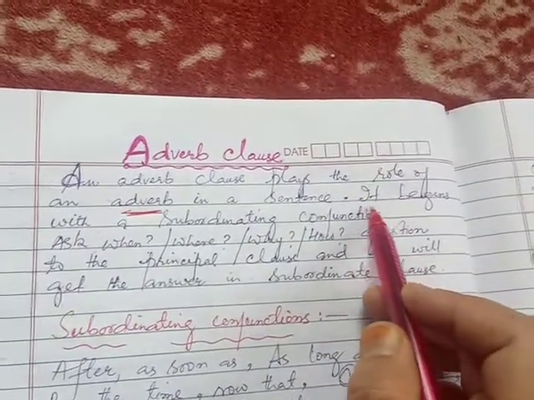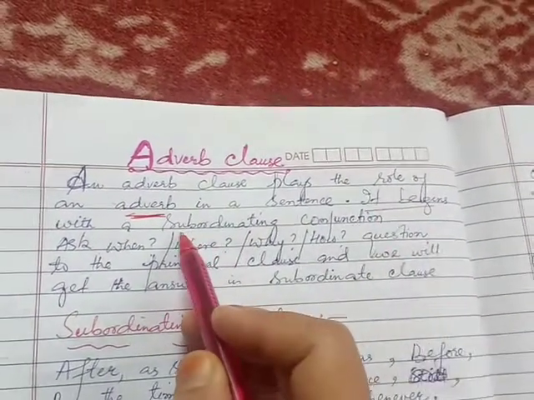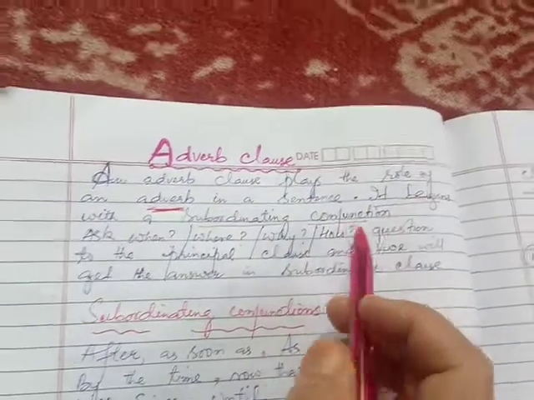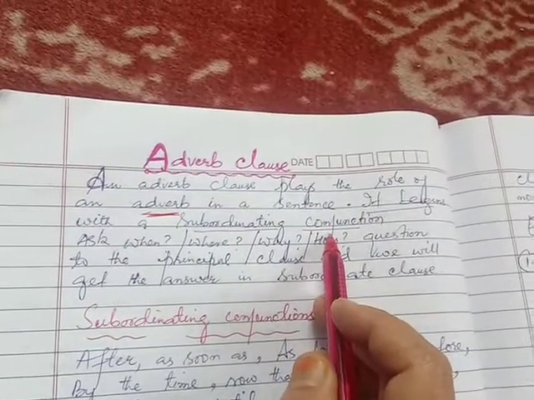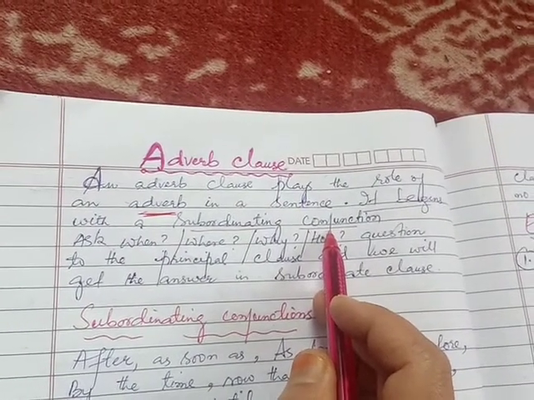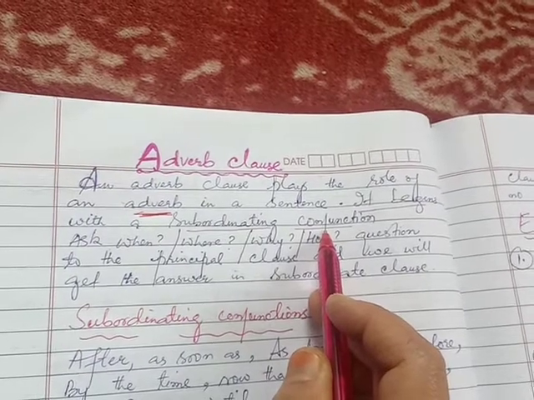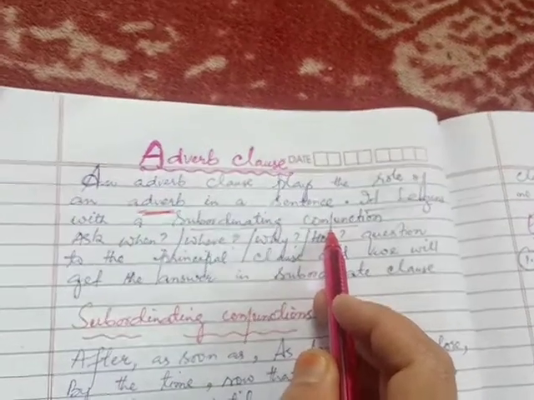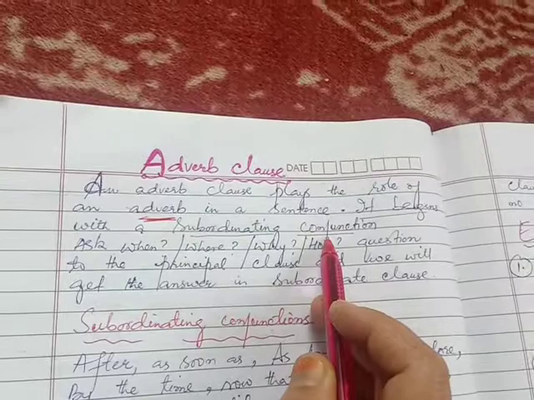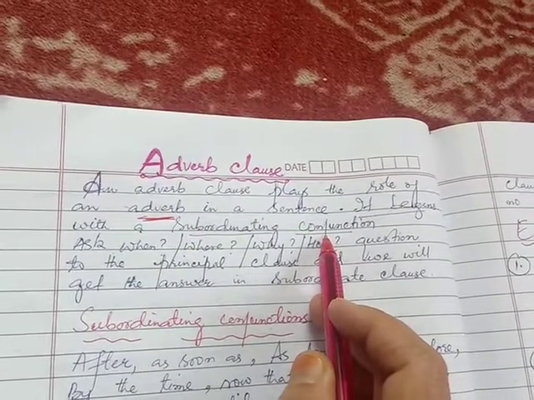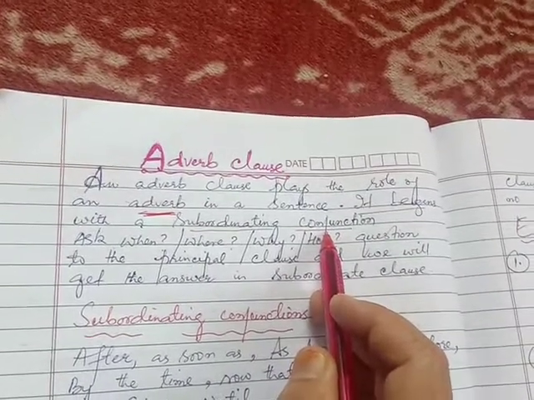Look here, my dear students, an adverb clause begins with a subordinating conjunction. I have told you earlier what a subordinating conjunction is. My dear students, a subordinating conjunction is a conjunction that links a dependent clause to an independent clause, or an independent clause to a dependent clause.